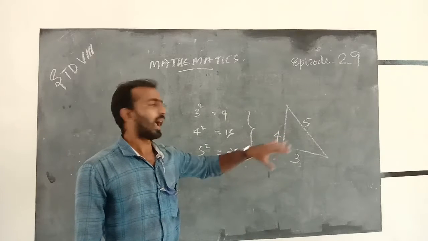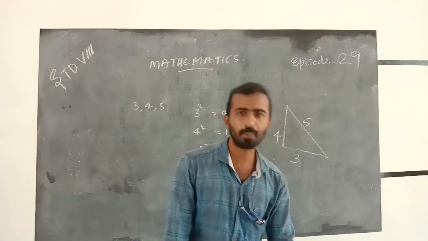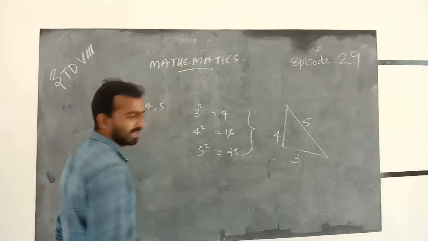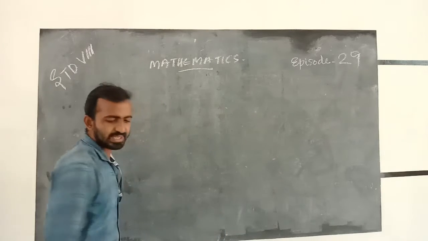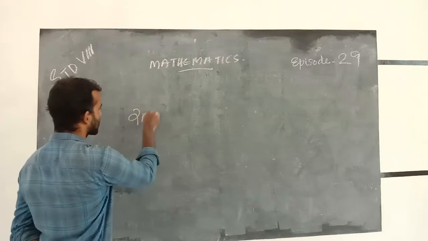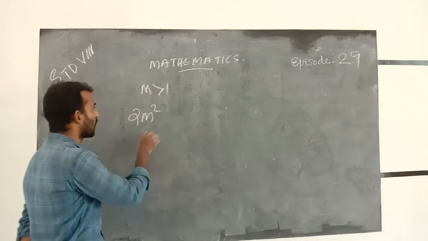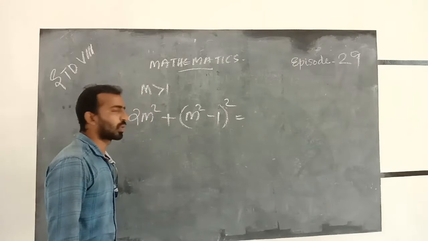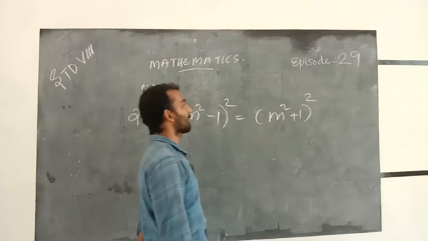Today we are going to discuss the generalization of Pythagorean triplets. If we take m as a natural number, m greater than 1, then we can write 2m the whole square plus m square minus 1 the whole square equals m square plus 1 the whole square.